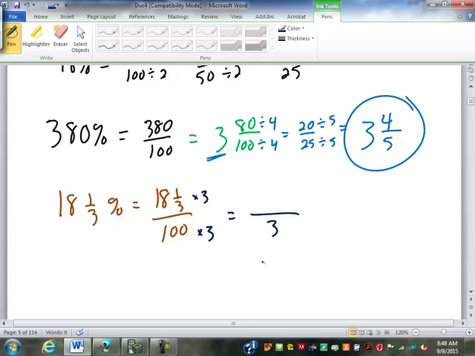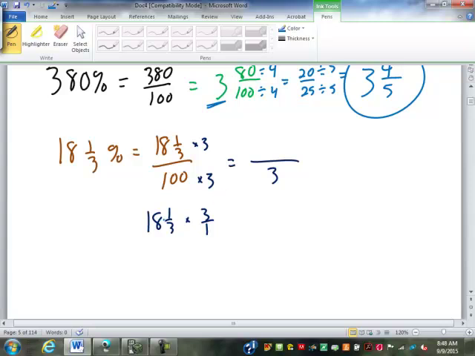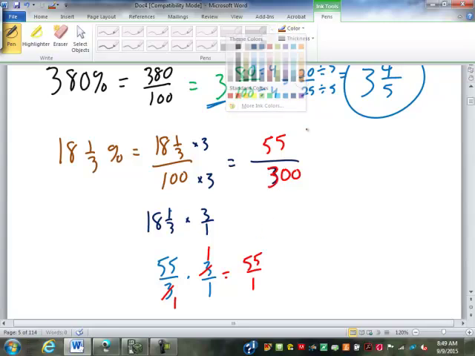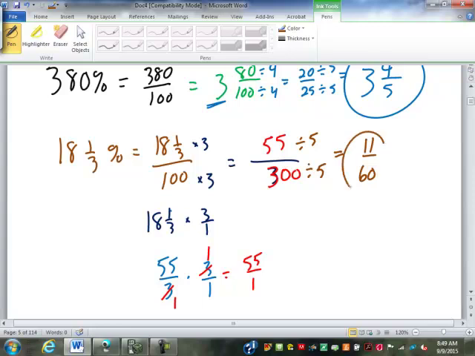100 times 3 is 300. 18 1/3 times 3 becomes times 3 over 1. 18 1/3, we have to change it to an improper fraction. 18 times 3 is 54, plus 1 is 55. So 55/3 times 3 over 1. 3's cross-cancel to make 1 and 1. So we got 55 over 1, or just 55. So 55 over 300 is our fraction. Both of those, of course, can be reduced by 5. Give me 11 over 60.